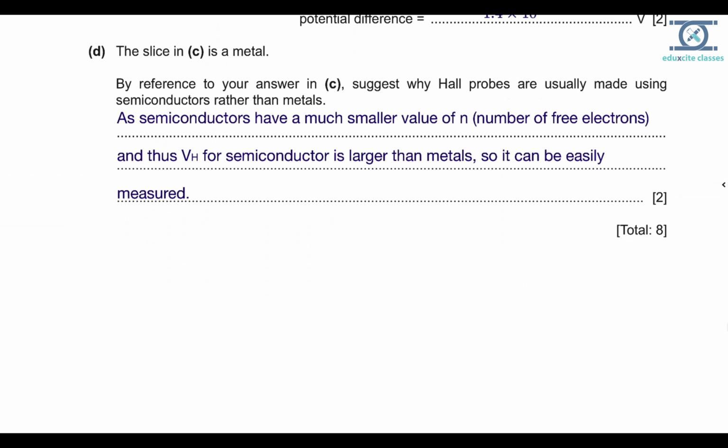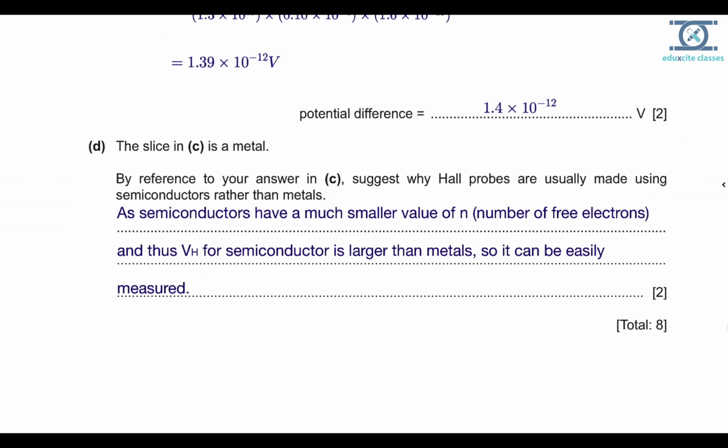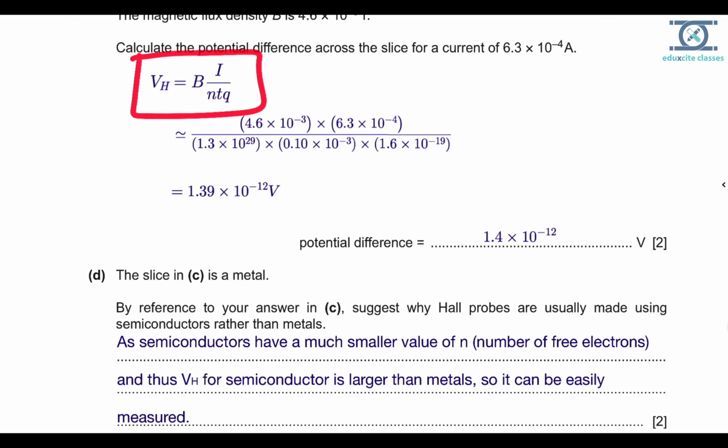The slice in C is a metal. By reference to your answer in C, suggest why Hall probes are usually made using a semiconductor rather than metal. If you consider the formula, the reason behind this is that semiconductors have a much smaller value of n, that is the number of free electrons per unit volume, that is this n. If this is less, then the Hall voltage will be more. All the other factors can be controlled for both semiconductors as well as metals.